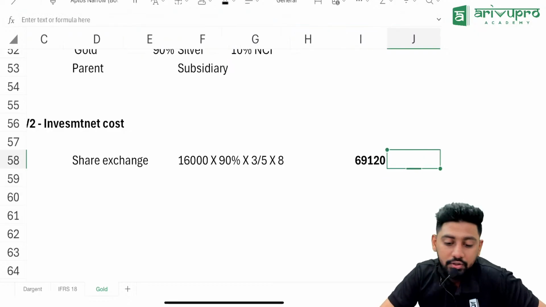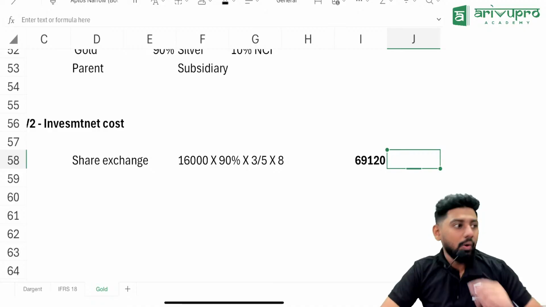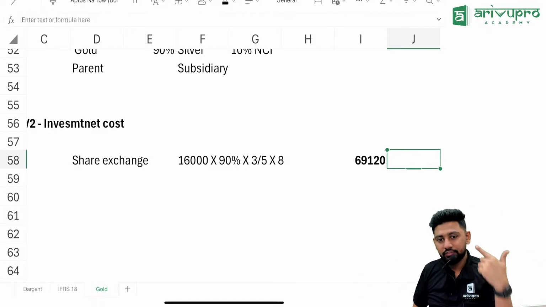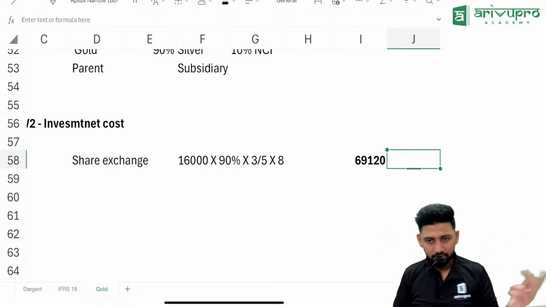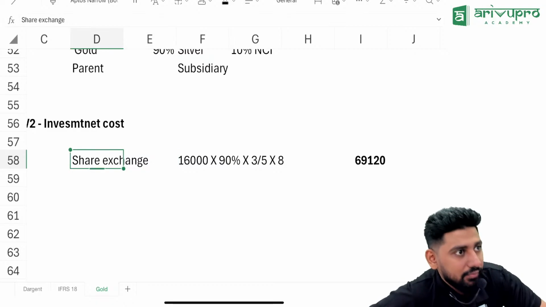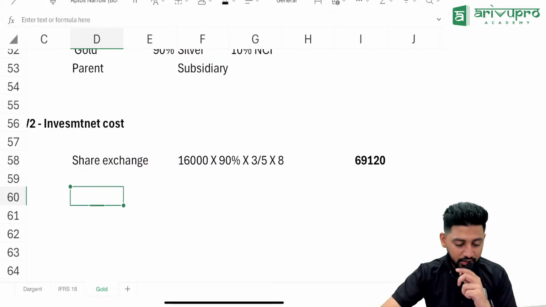That's your investment cost. Now I'm doing P&L. I'm not going to waste time showing investment cost or anything. I think the only reason why they have given me is to calculate goodwill. So I need this for my goodwill. So I'm not gonna waste so much of time trying to worry about it. I'm gonna go for the share exchange done.